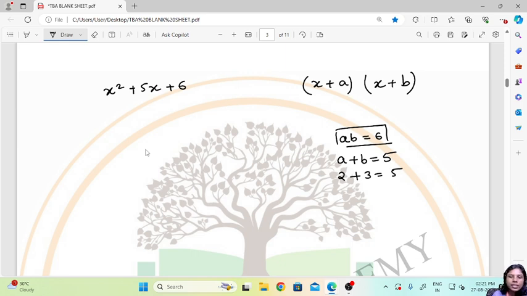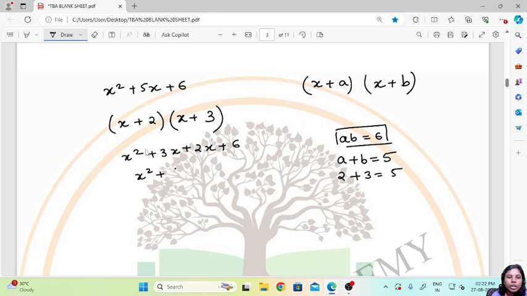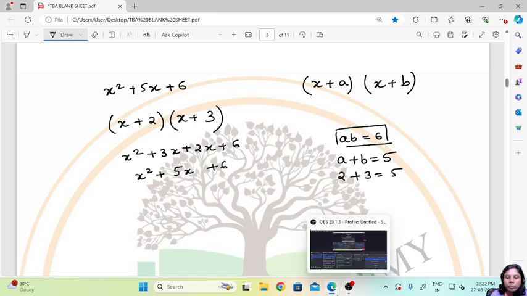So what we can say here is that x plus 2 and x plus 3. Now if I open up this bracket, I'll get x square, then plus 3x plus 2x, plus 3 2s are 6. So x square plus this will become 5x plus 6. Understood? So let's take maybe another example.